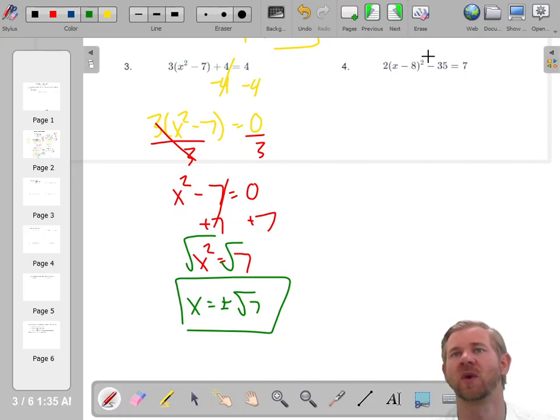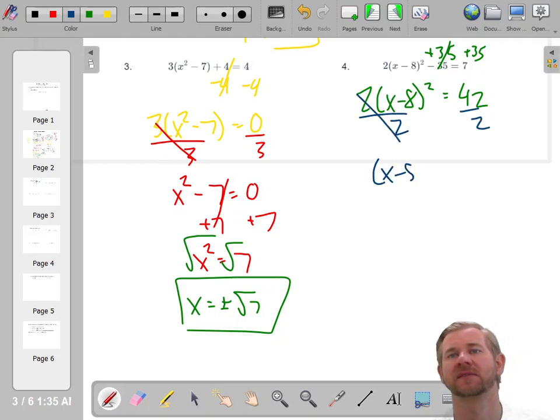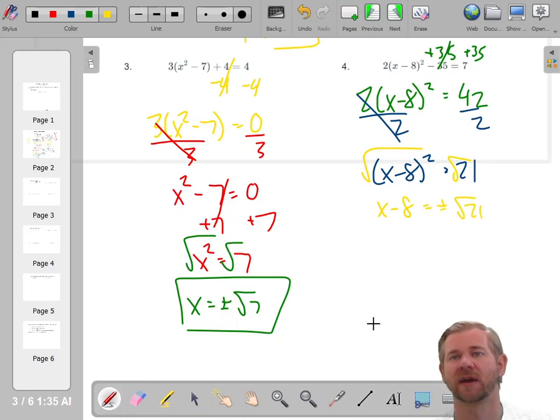One more, this is a quantity, so add 35 to both sides. 2 times x minus 8 squared equals 35 plus 7 makes 42. Divide by 2. X minus 8 squared equals 21. Now I can square root both sides. X minus 8 equals plus or minus radical 21. And last, again, add 8 to both sides, and you get x equals positive 8 plus or minus radical 21.